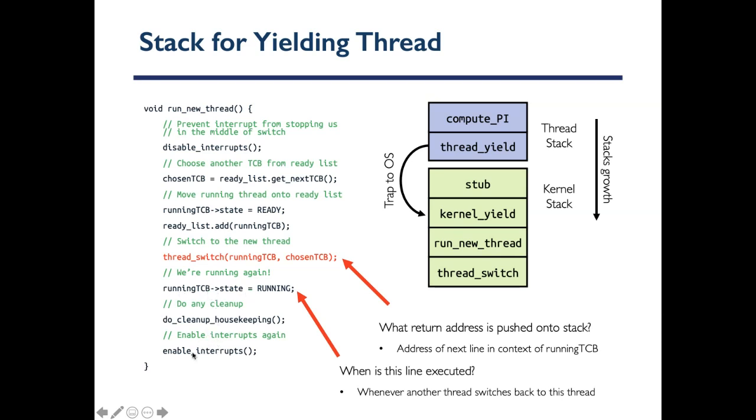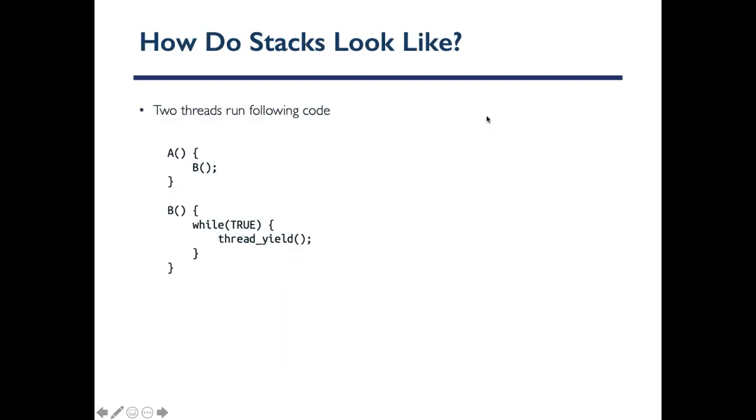And once this is done, so here, after this function is done, we're going to return again. We'll return to this kernel yield, and then kernel yield is going to return to this thread yield, which has been gone. So we're going to just actually return to compute pi. So let's look at that in an example. Let's say we have two threads that are running these lines of code.